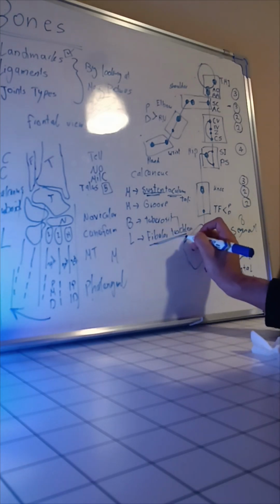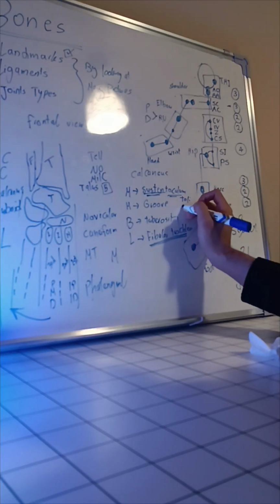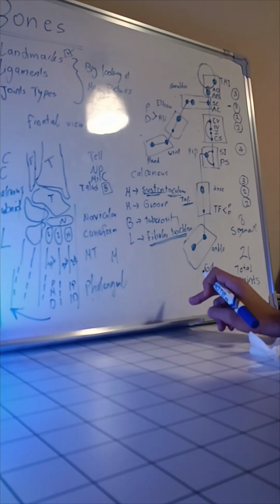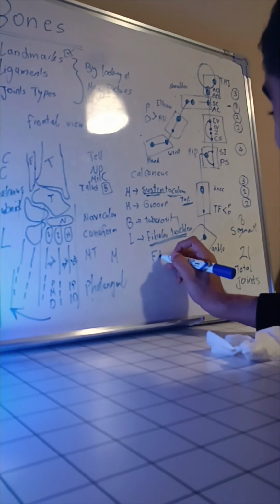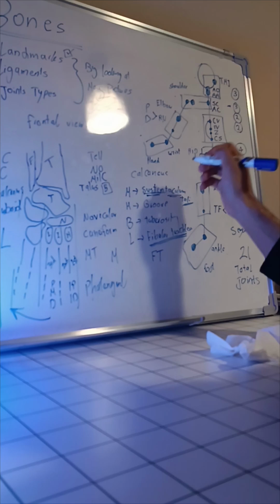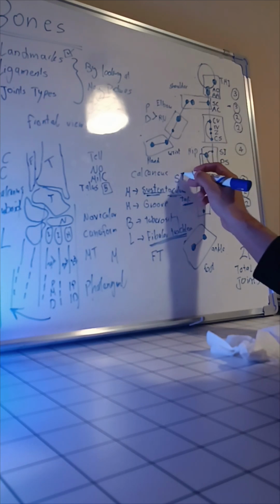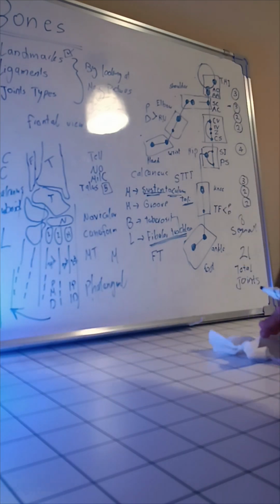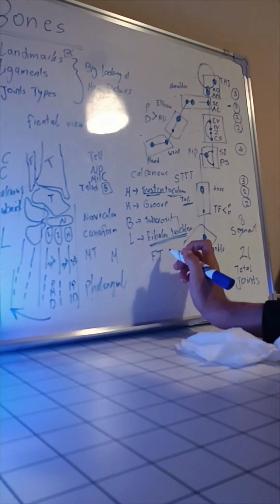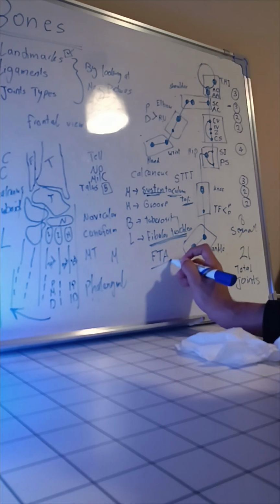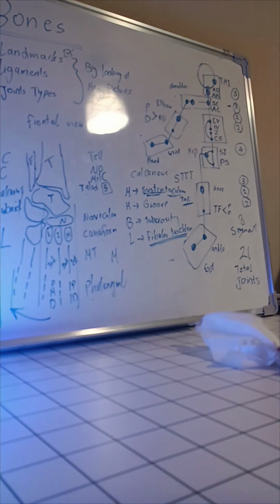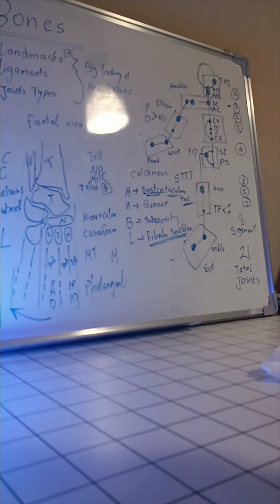The two most important things are the sustentaculum tali and the fibular trochlea. Sustentaculum tali. STTT. And the fibular trochlea. FTA. All right? And the groove and tuberosity. Very good.